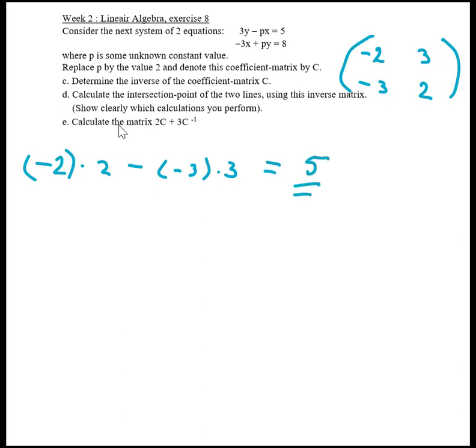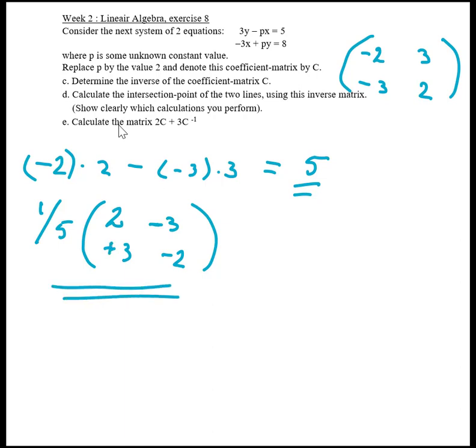And the inverse matrix is then 1 divided by the determinant times the left diagonal switches places, so we have 2 there and minus 2 there. The others stay as they are, only the signs change, so this becomes a minus 3 and this becomes a 3. So the inverse matrix would be 1 divided by 5, times 2, minus 3, 3, minus 2.